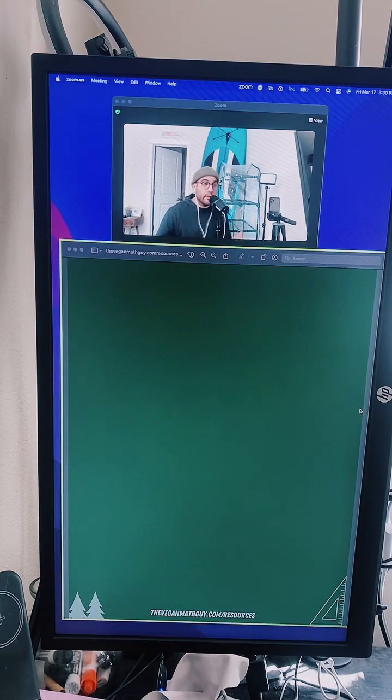Let me go ahead and erase this real quick. It's not erasing them. Oh, there you go. Couldn't erase on my iPad there for a second.